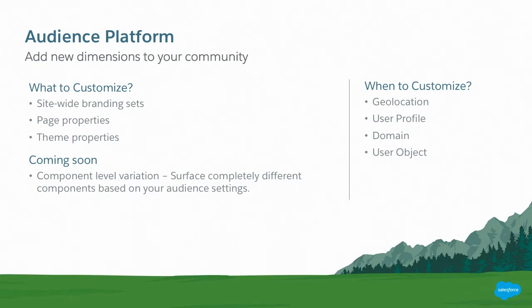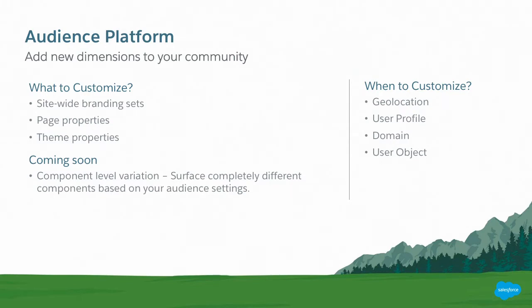Other things that can be changed based off of the audience: page properties, so SEO attributes, page title, even page access rights. Theme properties, so a very basic use case is to use a different theme for a different audience. And what we're working on now is component level variation. So you'll actually be able to say, okay, for this audience, these components aren't visible at all. So you're really able to change the entire structure of your page. I think Parker talked a little bit about dynamic page layouts. It's a really similar concept, just hiding components based off of who's viewing it.